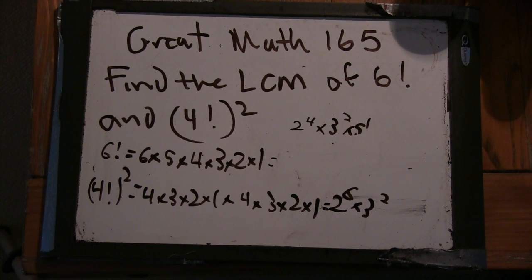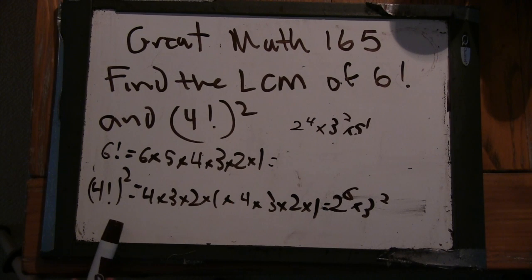So we have to have the most number of 2's that's required, and that's 2 to the 6th here. And then the most number of 3's, it's 3 squared, and then the most number of 5's is 5 to the 1.